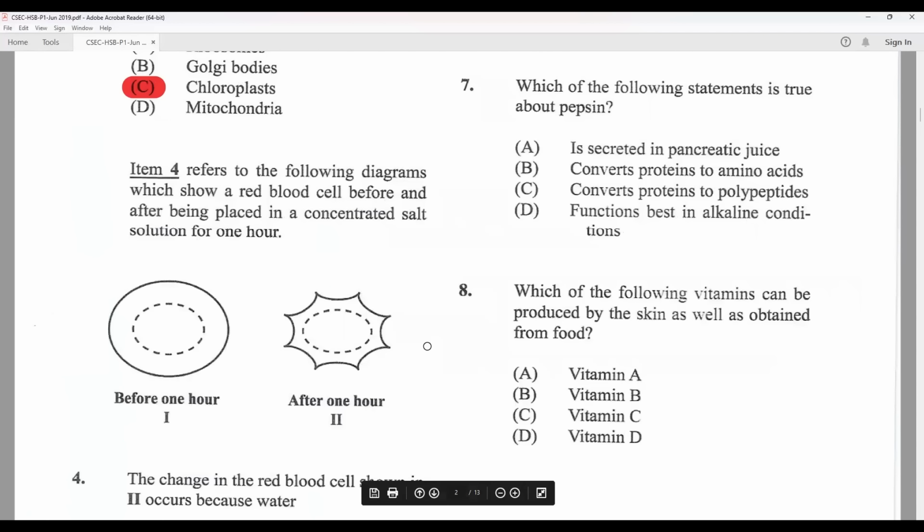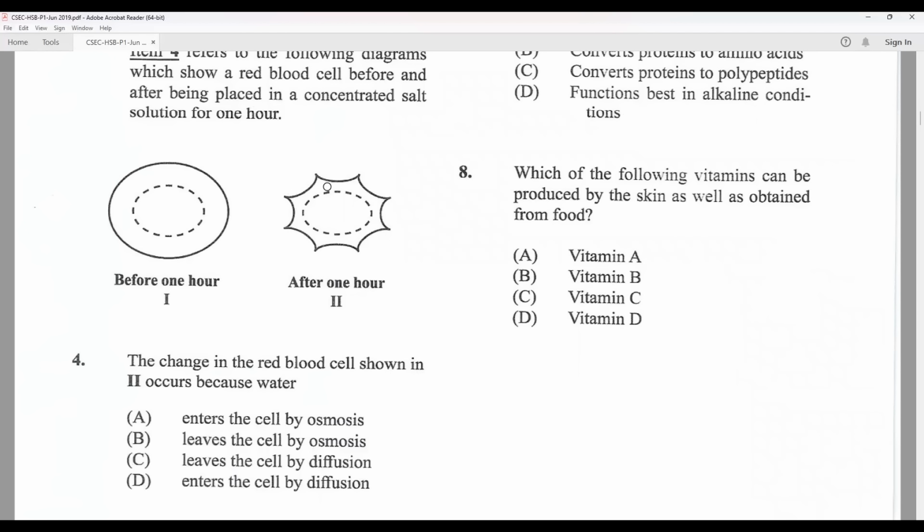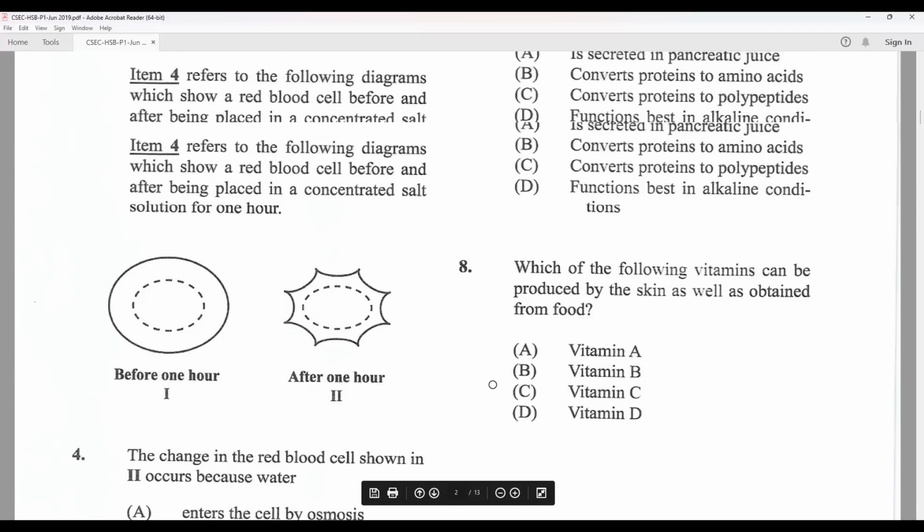Question 4 refers to the following diagram, which shows a red blood cell before and after being placed in a concentrated salt solution for 1 hour. And we see the blood cell shrinking. The change in the red blood cell shown occurs because water does what? Once we're talking about water, the movement of water particles is a process called osmosis. And if the cell has reduced in size, it means water has left, or water leaves, and we are looking for osmosis, and B being the answer.